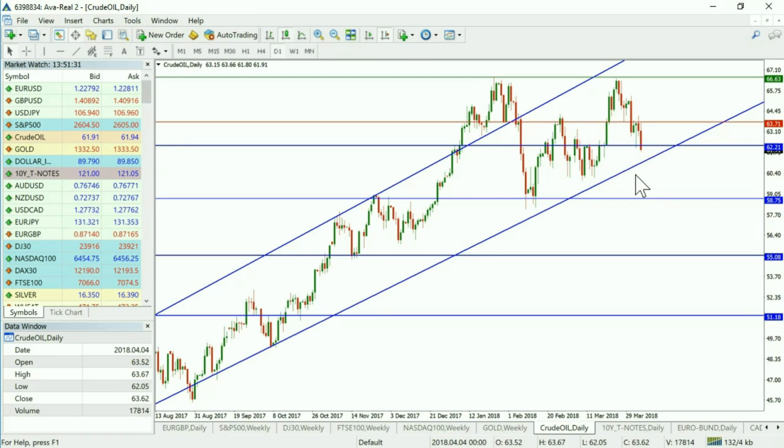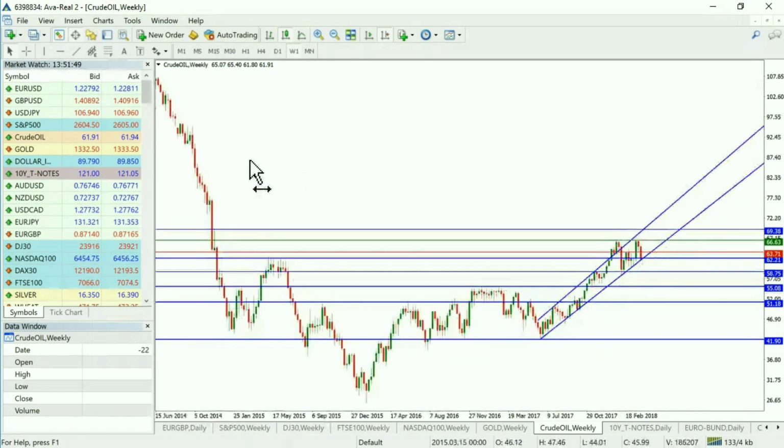So crude oil, we had this double top price action. The market is bouncing back. Looks like it's going to be bouncing back close to these levels. If we get an opportunity to buy at these lower levels, then we might look to take it. So we're just going to watch this market quite closely on the weekly time frame.